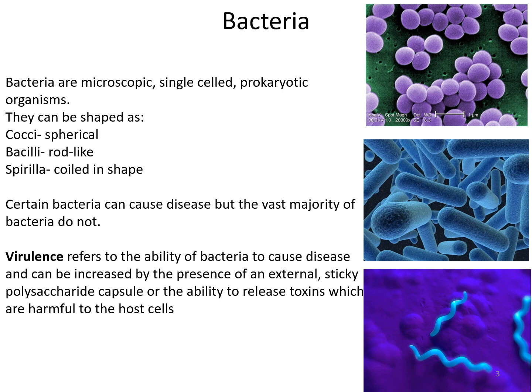Bacteria are microscopic, single-cell prokaryotic organisms. So if you've taken micro, maybe you recognize that term prokaryotic. They can be shaped as one of the 3 following. Cocci are these spherical shapes that you see up top. Bacilli are these rod-like structures in the middle, or spirilla are kind of coiled. So they come in a variety of different shapes.